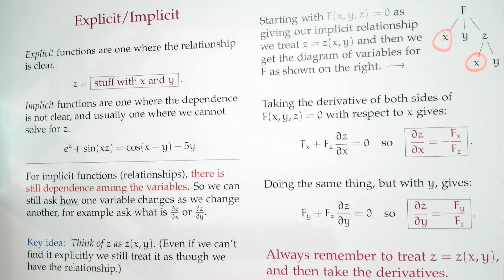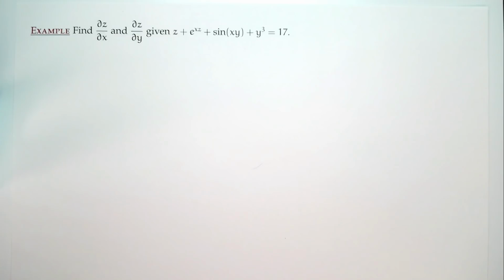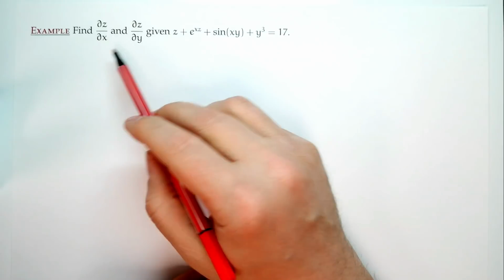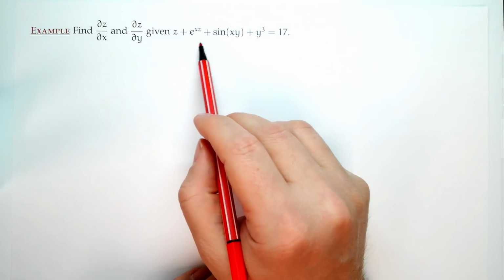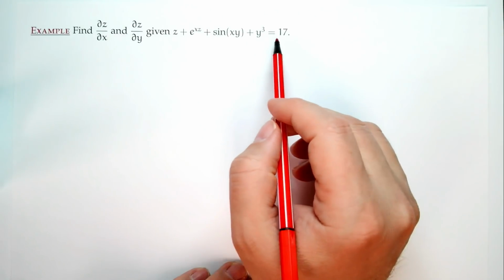Now how does this work? The rule here at the bottom: always remember to treat z as a function of x and y, and then take derivatives. So let's do some examples using implicit differentiation. So here we go. Find partial z partial x and partial z partial y, given z plus e to the xz plus sine of xy plus y cubed equals 17.